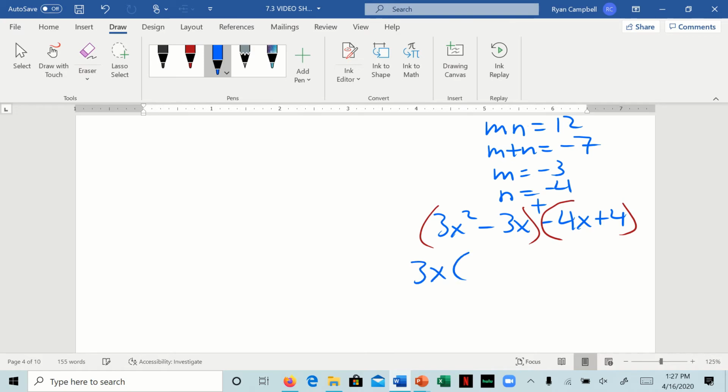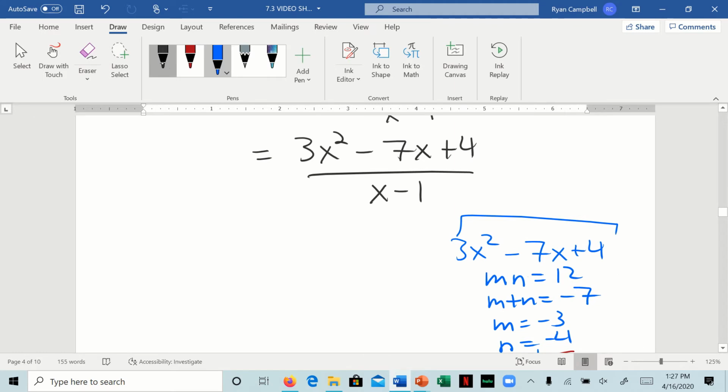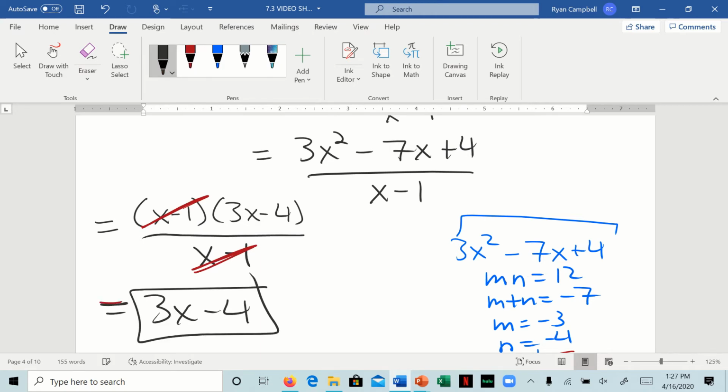So you can take out a 3x, and we're left with x minus 1. We can take out a negative 4, and we're left with x minus 1. From these two groups, we see we have x minus 1 in common, and we're left with 3x minus 4. So we know that we can simplify this on the top with x minus 1 and 3x minus 4. So we can cancel x minus 1, and we are left with 3x minus 4. That's our final answer.